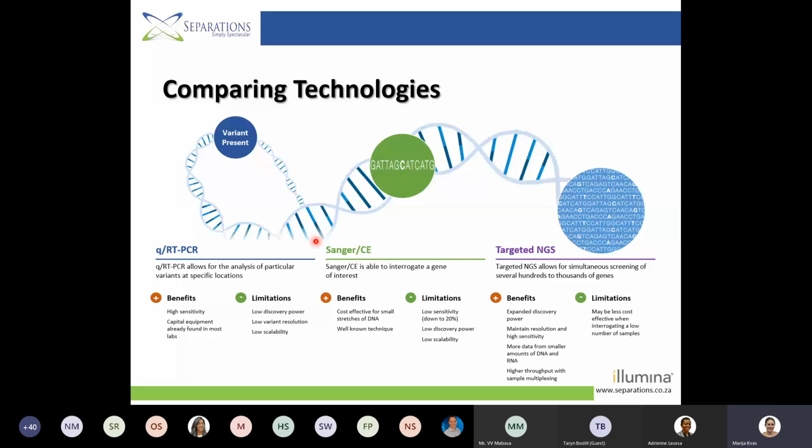So with NGS we have that extended discovery power. We don't have to have any prior knowledge of the DNA we work with, therefore we can do de novo sequencing, but also it helps us to develop other assays, maybe for qPCR or even for Sanger sequencing. And it also has that high sensitivity, and we are also able to multiplex so much more data on the run, and we can look simultaneously at the DNA and RNA as well.